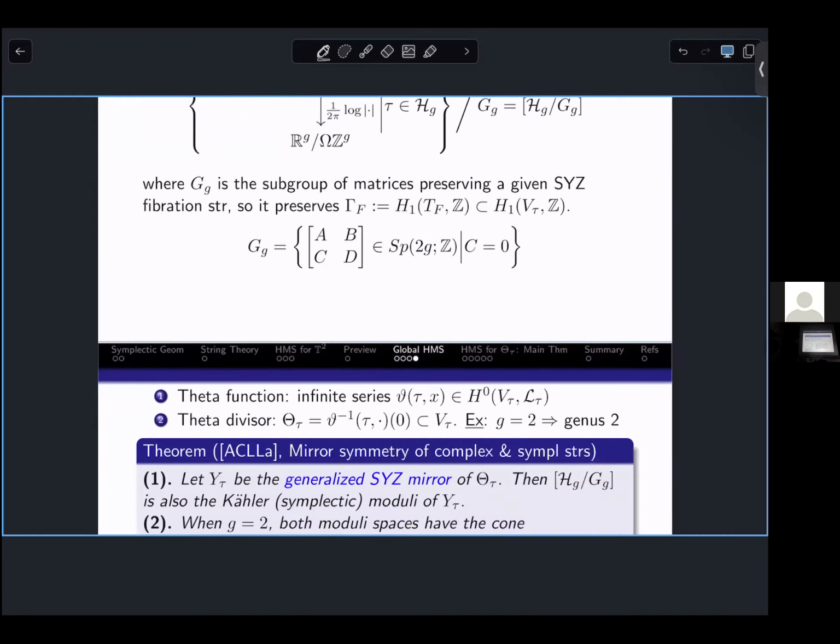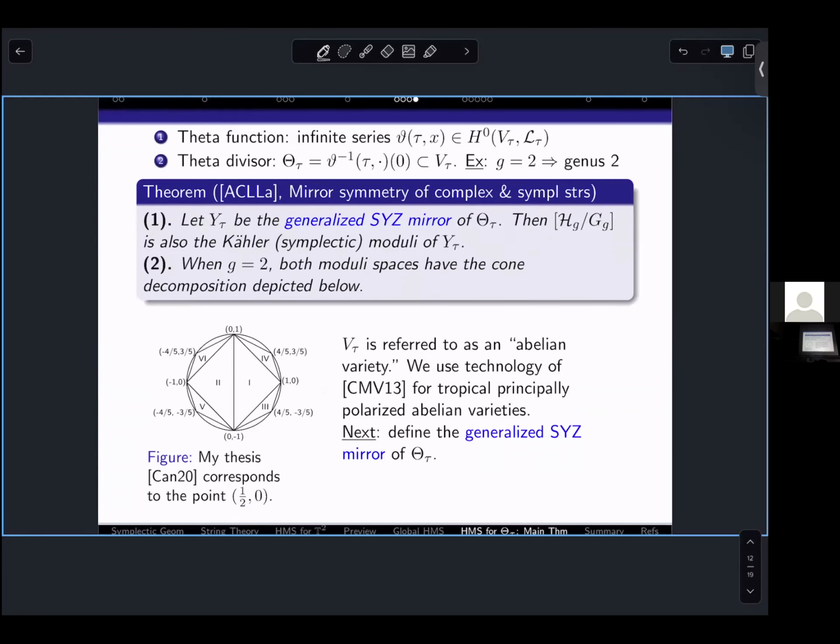So our first result in our first paper is, okay, we have the theta function. It's this infinite series. It's a section of the ample line bundle. We have the theta divisor. That's the zero set of the theta function. So for genus 2, when G is 2, the hypersurface is a genus 2 curve. And we have this SYZ mirror.